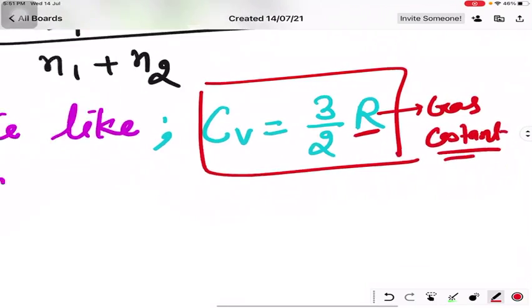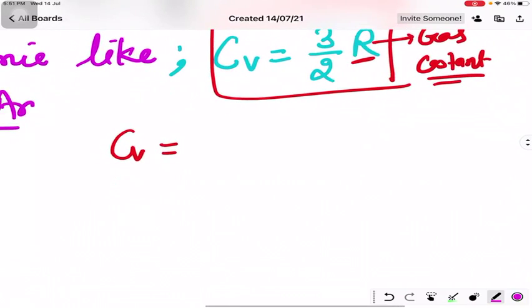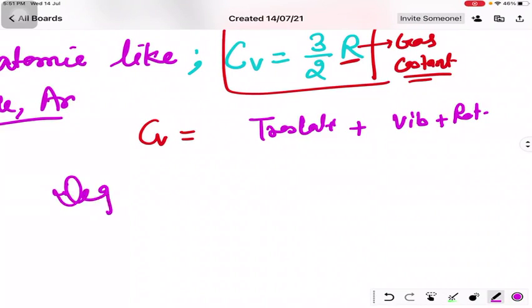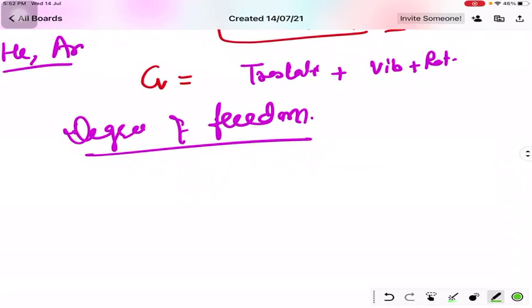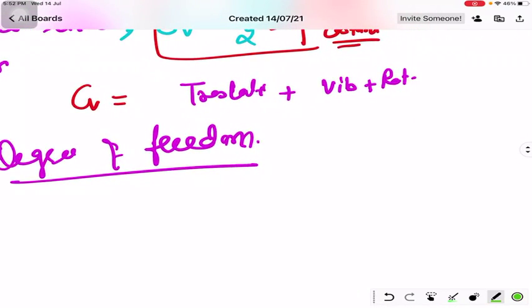From where we are taking it? Actually for Cv of any gas, when we are considering, we have to consider its translational motion plus its vibrational plus its rotational motion. Now the number of degrees of freedom we have to find, and that is for monatomic gas. Number of degrees of freedom means how that molecule or atom can show different motion when it is in monatomic form or diatomic form.